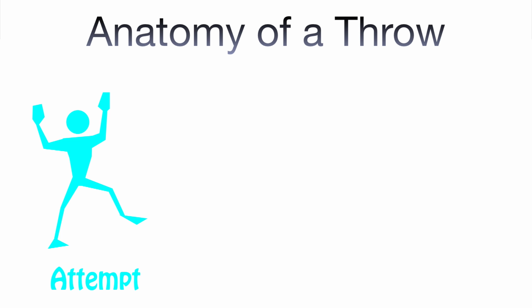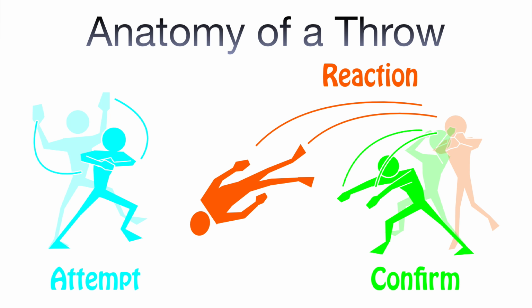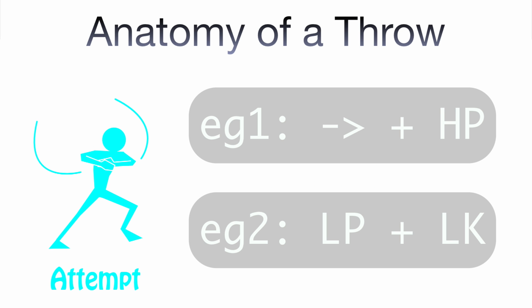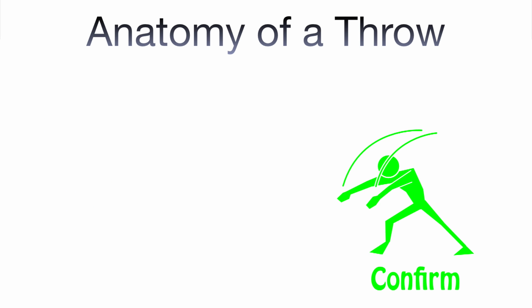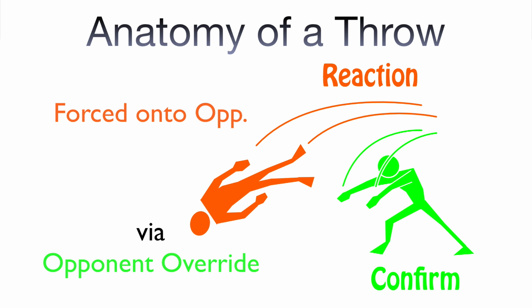There are 3 moves required to make a throw: the attempt, the confirm, and the reaction. The attempt is the execution of the throw. This move will include the input required for the throw, and if the throw hit is successful, then it automatically triggers the confirm move. The confirm move is your character's throw animation. It will also have an opponent override component which forces the reaction move onto the opponent.